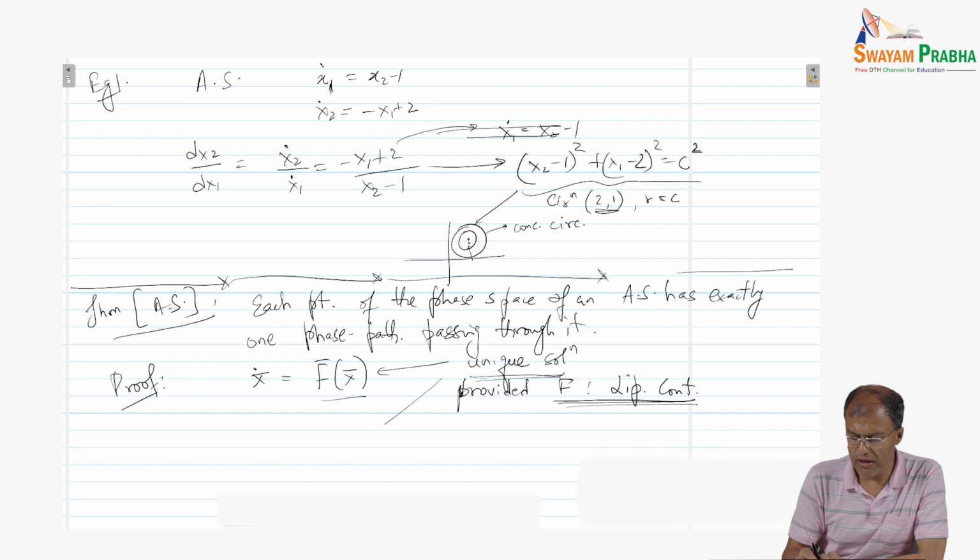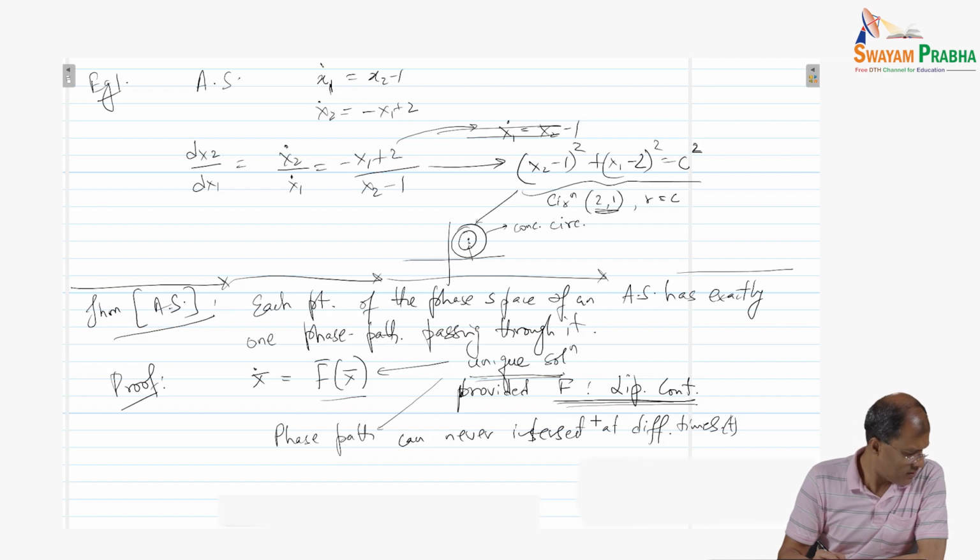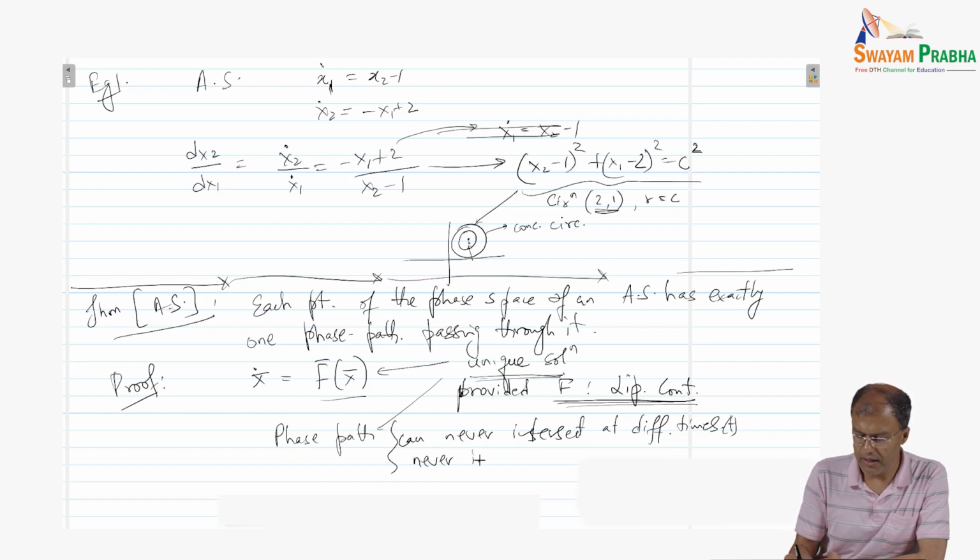implies that the phase paths can never intersect at different times, right? So at a given time t, the solution is unique. Okay, or the trajectories never, another way to say it is they never intersect. The phase paths never intersect.